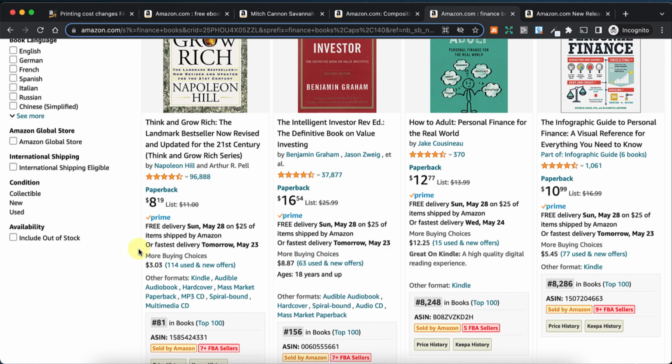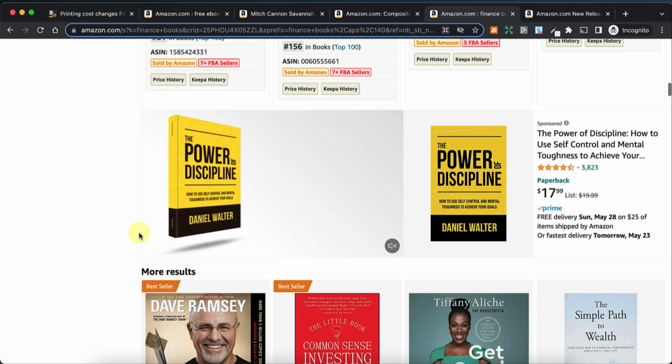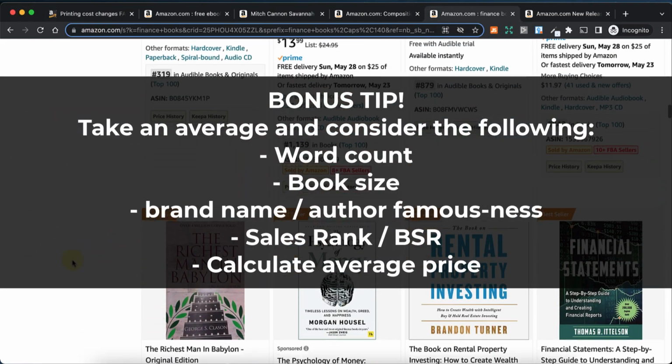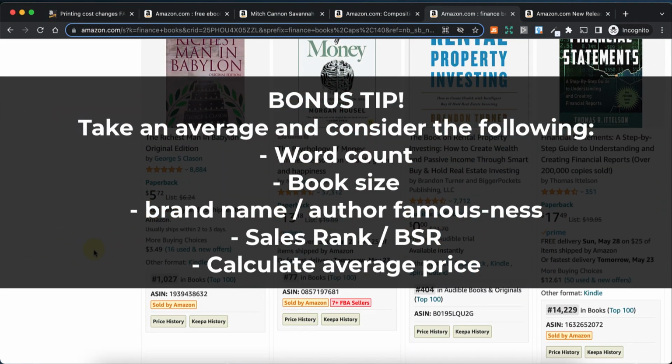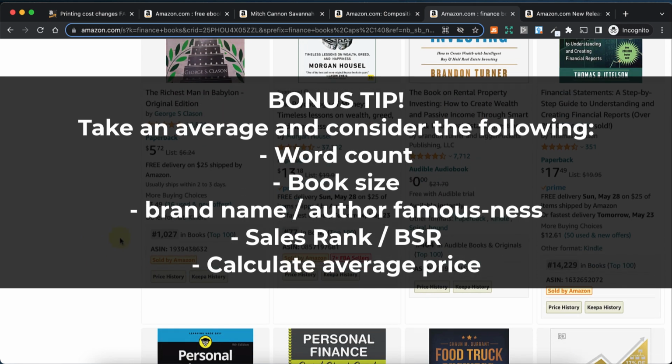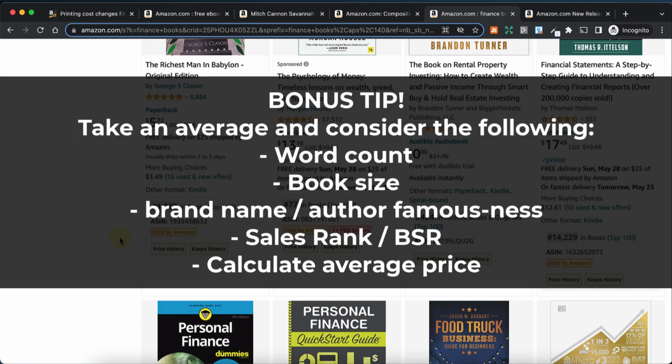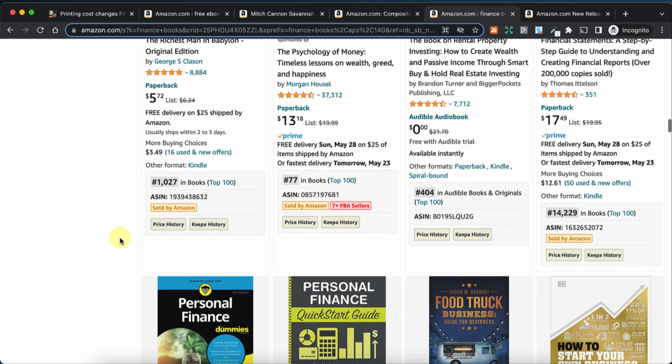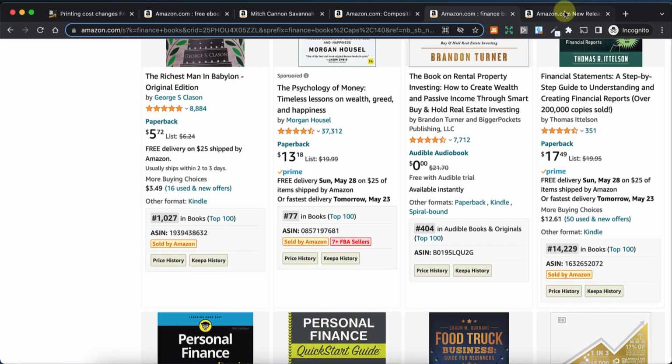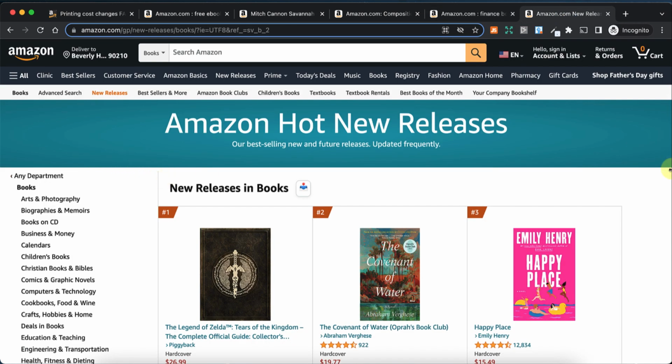God rest their souls. Anyway, so go through the first 1 or 2 pages, make a note of the word count, the book size, the brand of the author, sales rank, and have a look at the average price and see where your book might fit in. Okay, so that's the bonus tip and the average method of finding a pricing strategy.